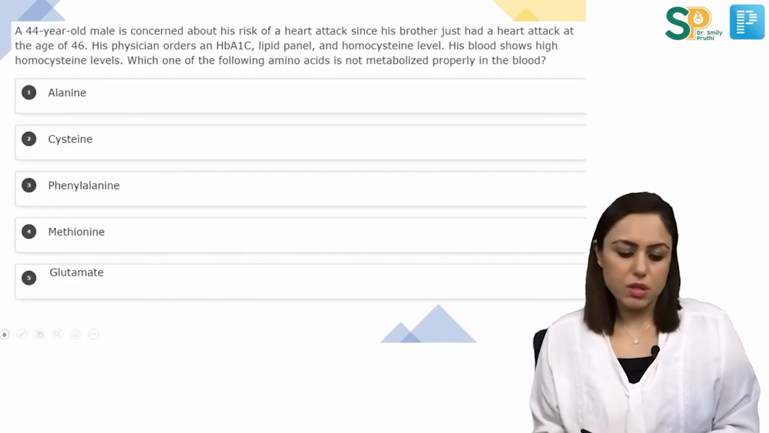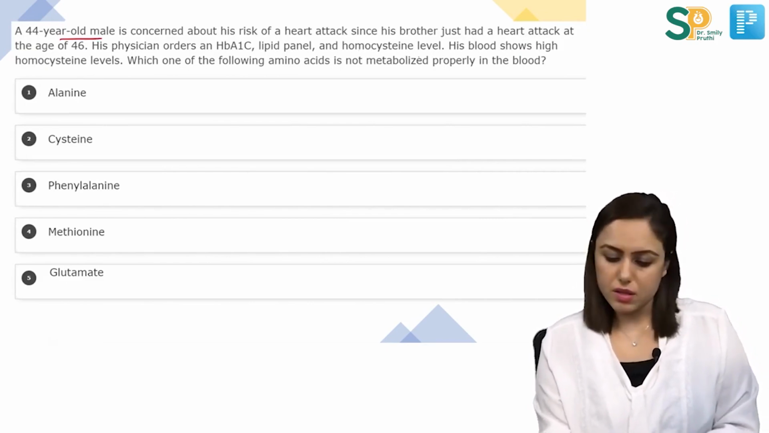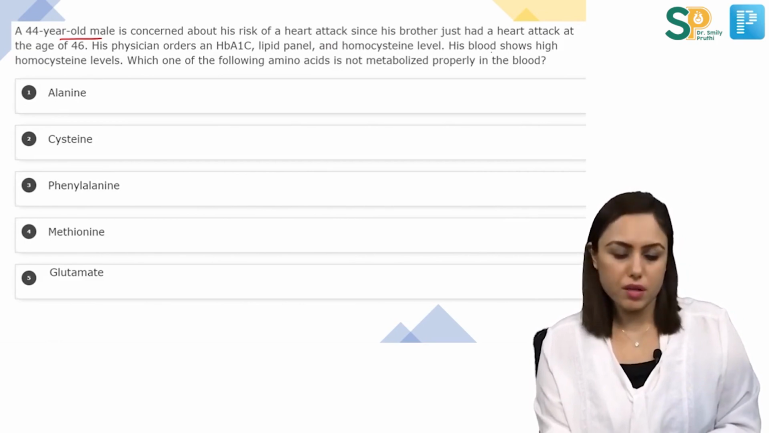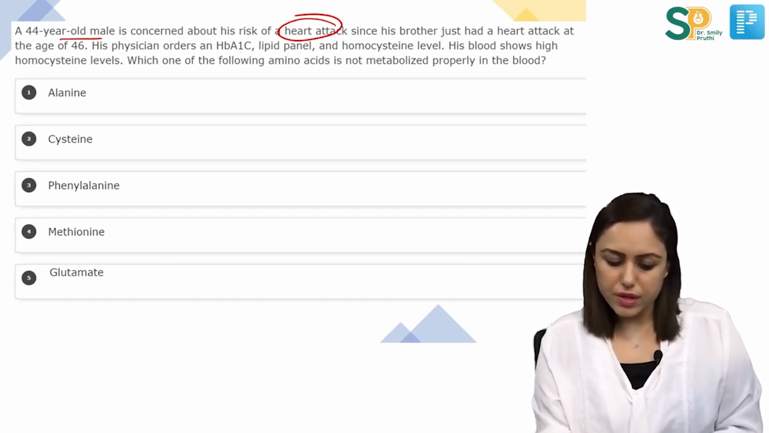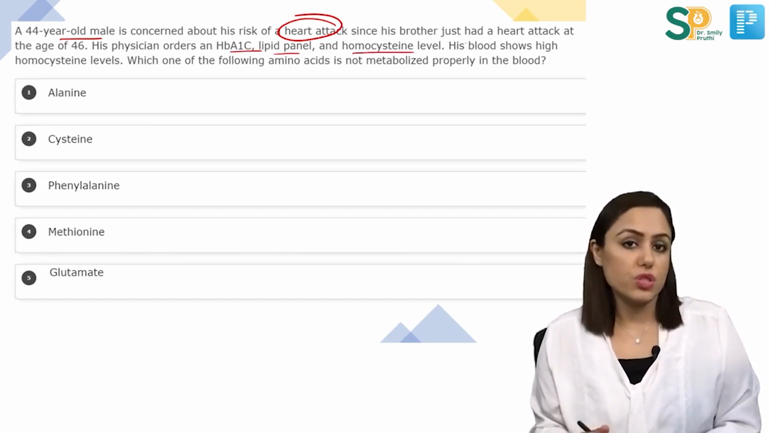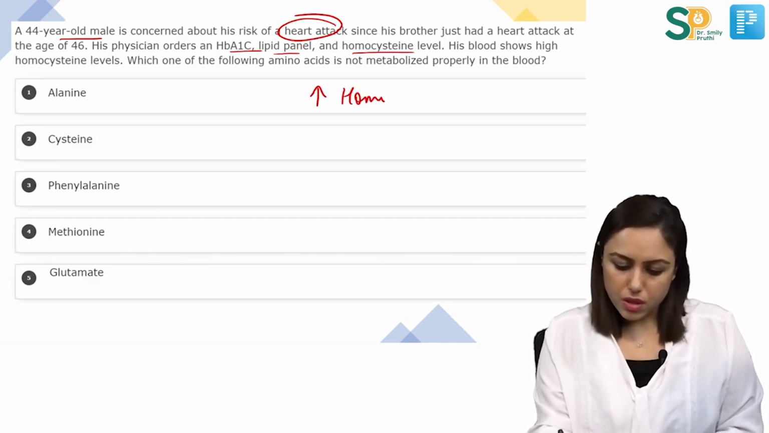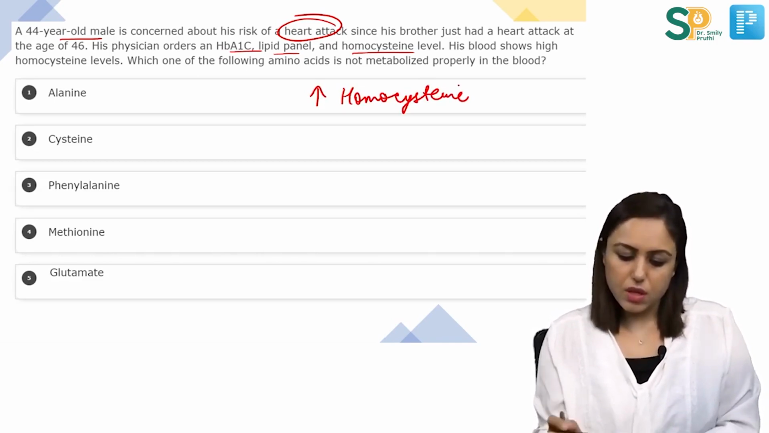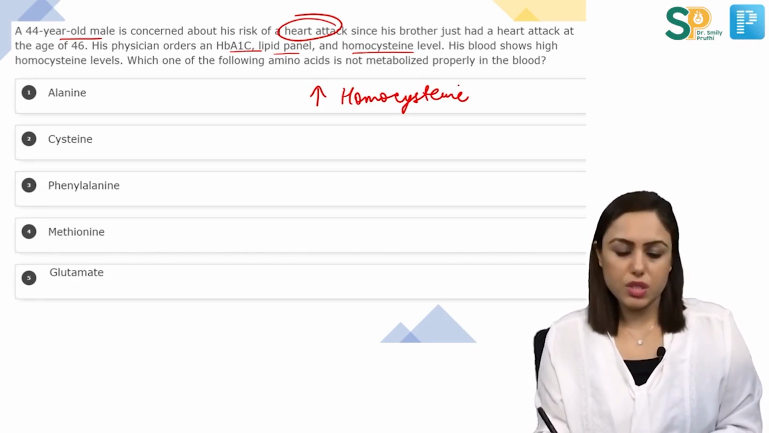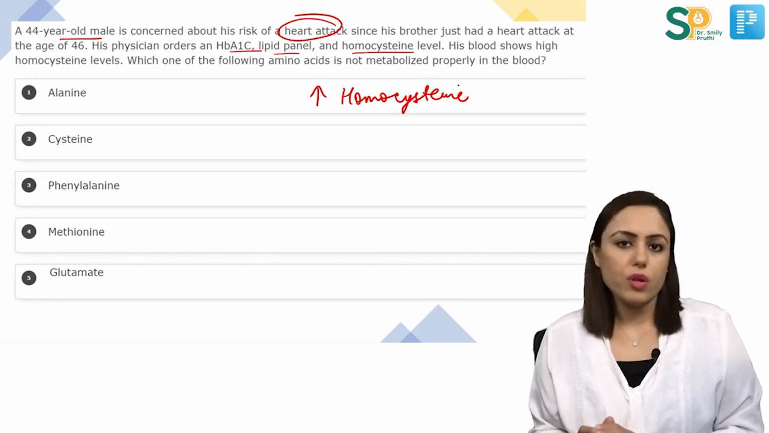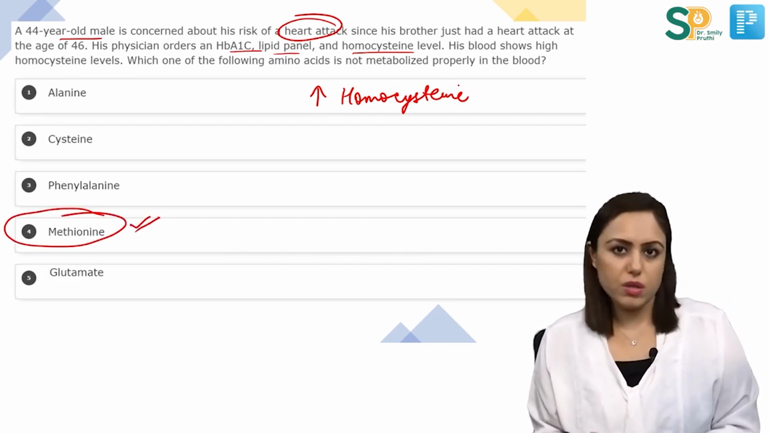Coming to next question, a 44-year-old male concerned about his risk of heart attack since his brother just had a heart attack at the age of 46, right. His physician orders an HbA1c, lipid panel and homocysteine level. His blood shows high homocysteine levels. Which one of the following amino acids is not metabolized properly? So, homocysteine is an intermediate in the metabolism of which amino acid? Methionine, right? So, answer is methionine here.